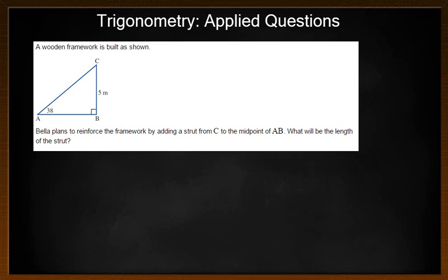Okay, guys. Hopefully you had a good crack at this question. So we've got a wooden framework is built as shown. Bella plans to reinforce the framework by adding a strut from C, okay, so obviously you can see C's up here, to the midpoint of AB. Well, hopefully we've done a bit of linear modeling, so we should know the midpoint means the middle of AB. So what we're doing, we're putting a wooden strut from that point. Hopefully yours is a bit straighter than mine. And they're asking for the length of this strut.